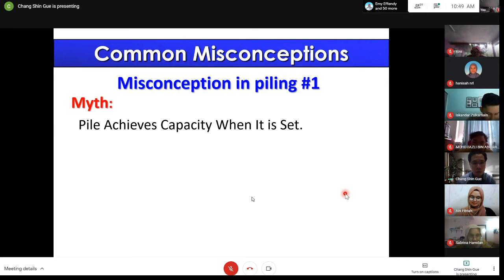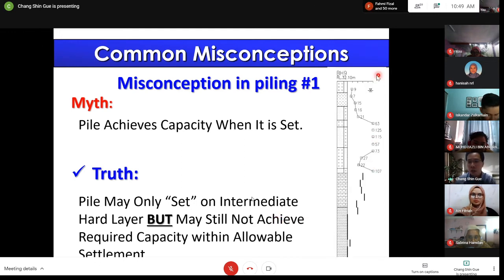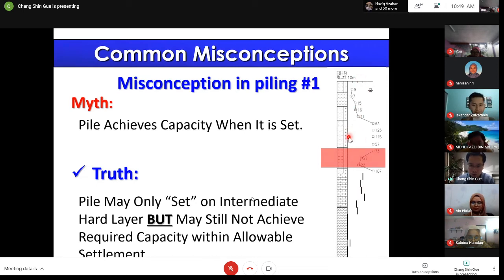But does the pile achieve the capacity when it's set? The truth is the pile may only set on an intermediate hard layer, but may still not achieve the required capacity within the allowable settlement. Like I showed you in the example before, if you jack in the pile, your pile may stop at the hard layer, but if underneath there is a softer layer, then later on when the load comes in, the soft layer will compress and you experience large settlements, which means that you do not satisfy the allowable settlement. So it does not mean that the pile achieves the capacity when it's set. You have to really know your soil condition.